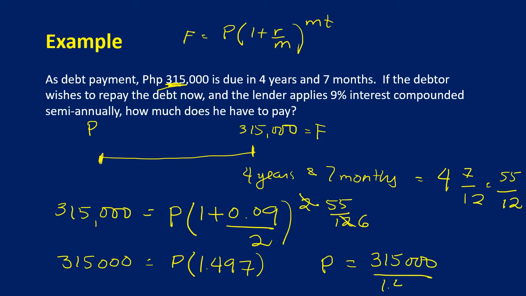Okay, so our principal therefore is 315,000 over 1.497. So 315,000 divided by 1.497, you can just use answer in your calculator. Okay, so that's 210,415.5789. Okay, so that's how you compute.